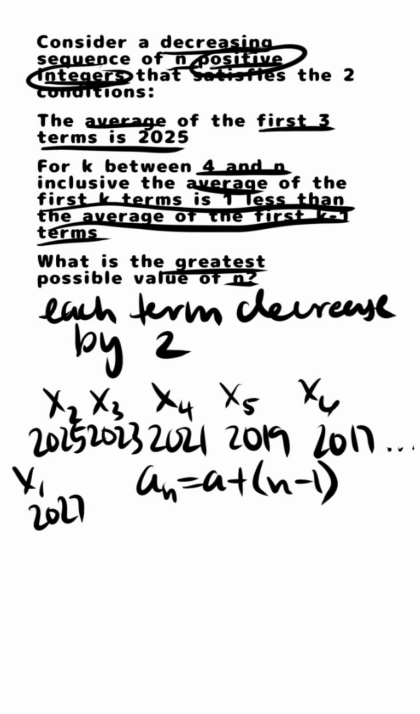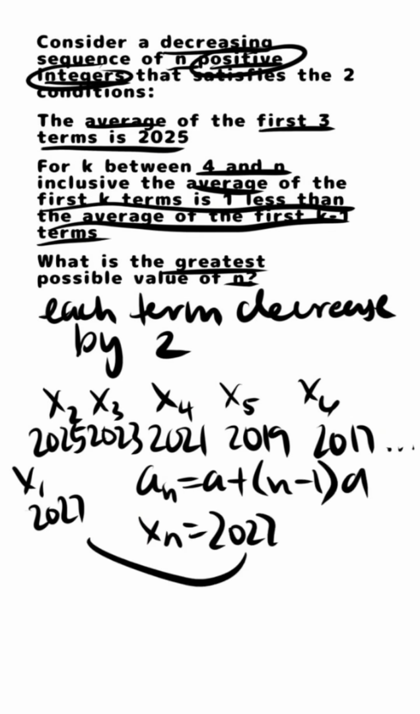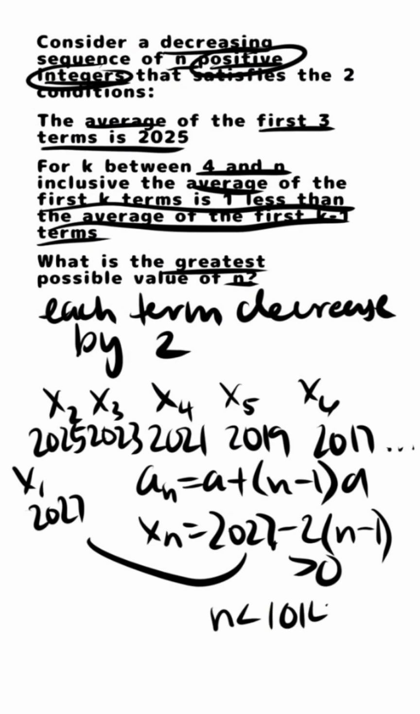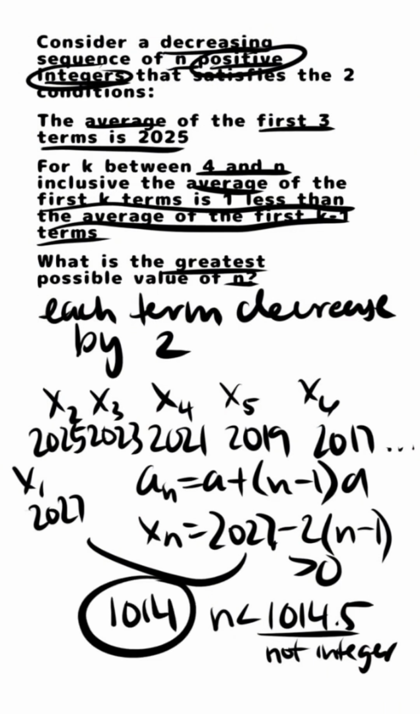So using the formula for the nth term of an arithmetic sequence with the first term 2027 and a common difference of -2, we can set this greater than 0. In solving this, we get n is less than 1014.5, but n has to be an integer, so we round down to 1014, which is our answer.